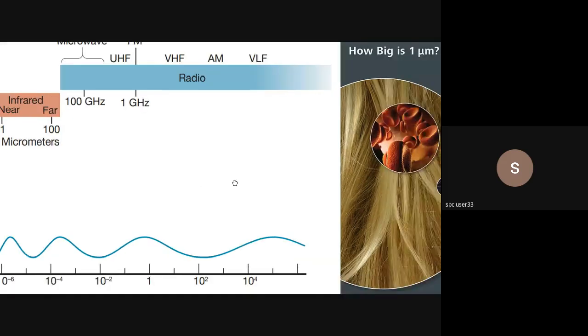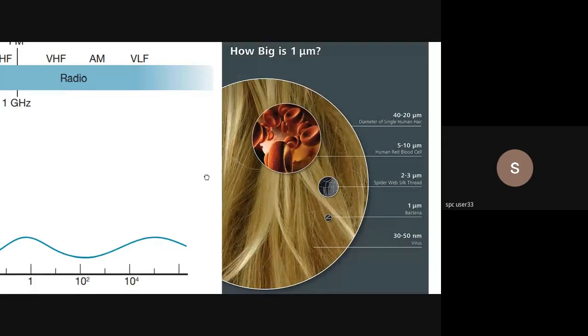If we are to go into the actual comparison of these things, how big is one micrometer? We'll see that between 40 and 50 micrometers, it's the diameter of a single human hair. And you go further down, 5 to 10, that becomes a human blood cell.